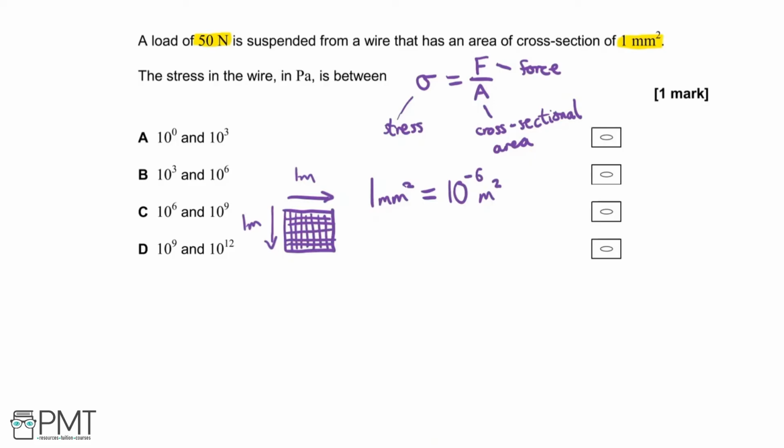Now, if we divide the 50 newtons by 10 to the minus 6, we end up with 5 times 10 to the power of 7. And that value is between 10 to the 6 and 10 to the 9. So the answer is C.